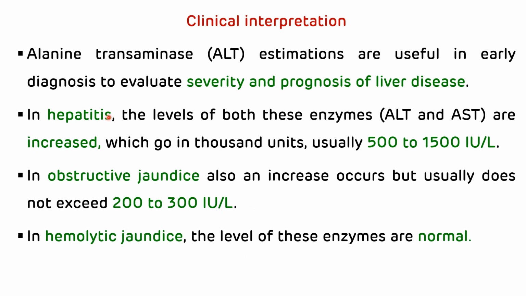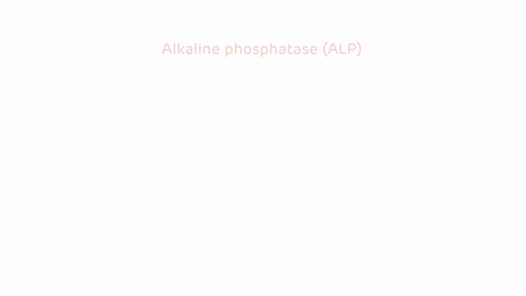So in hepatitis, the increased level is seen in the range of 500 to 1500 international units per liter. In obstructive jaundice, there is an increase, but it doesn't go beyond 300 international units per liter. While in hemolytic jaundice, there is no increase in the levels of ALT and AST.